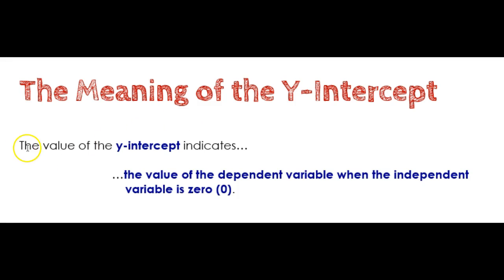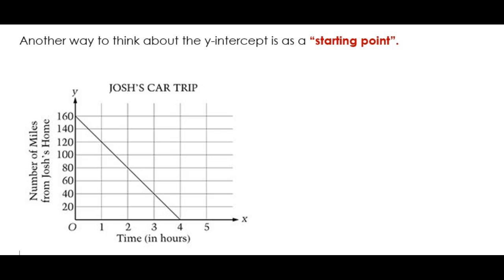So the book will say the value of the y-intercept describes the value of the dependent variable when the independent variable is 0. Well, that's a mouthful. Let me get to an example to help highlight what this really means. So another way to think about this is to think about the y-intercept as like a starting point.